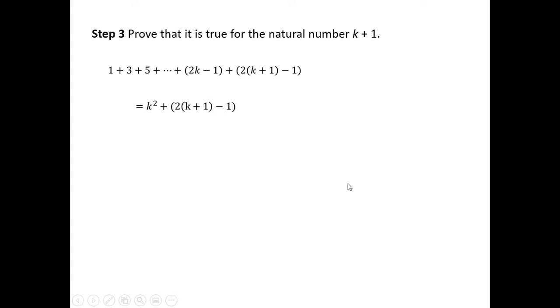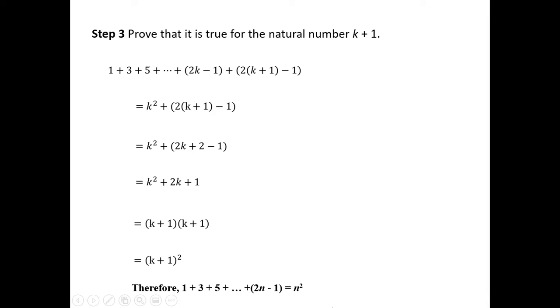Now I'm going to work with the right side of the equation and see what I can get that to equal. So k squared plus 2k plus 2 minus 1 is equal to k squared plus 2k plus 1. I can factor that into k plus 1 times k plus 1, which is equal to k plus 1 squared. So we indeed proved that 1 plus 3 plus 5 all the way up to 2n minus 1 is equal to n squared because I proved it for the k plus 1 term. So I'll give you a couple seconds to jot those notes down.